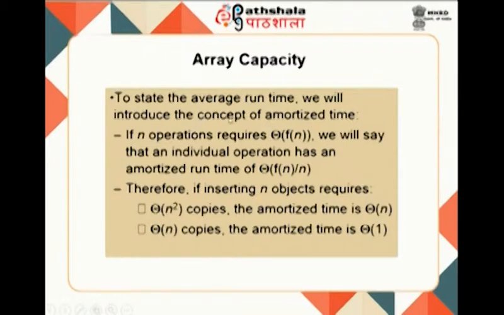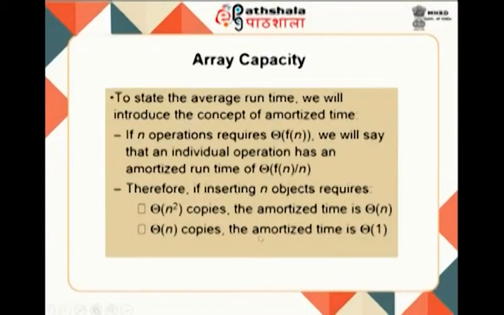So, to state the average run time, we will introduce the concept of amortized time. Let us look at what amortized time is. If n operations require of the order of f(n), we will say that an individual operation has an amortized runtime of the order of f(n) divided by n. So, this is just taking a small average of operations. Therefore, if inserting n objects requires O(n squared) copies, the amortized time is of the order of n. For order of n copies, the amortized time is O(1). So, this is how we will calculate it. It is nothing but the function of n; if it is n squared, then n squared by n. If the function of n is n, then it is n by n. So, that is how you generally calculate amortized time.